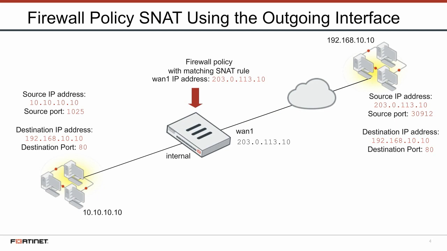In the example shown on this slide, a firewall policy from internal to WAN 1, IP address 203.0.113.10 is created, and the user initiates traffic from source 10.10.10.10:1025, destined for 192.168.10.10:80. Because NAT is enabled on the firewall policy, the source IP address is translated to the egress interface IP with port translation.